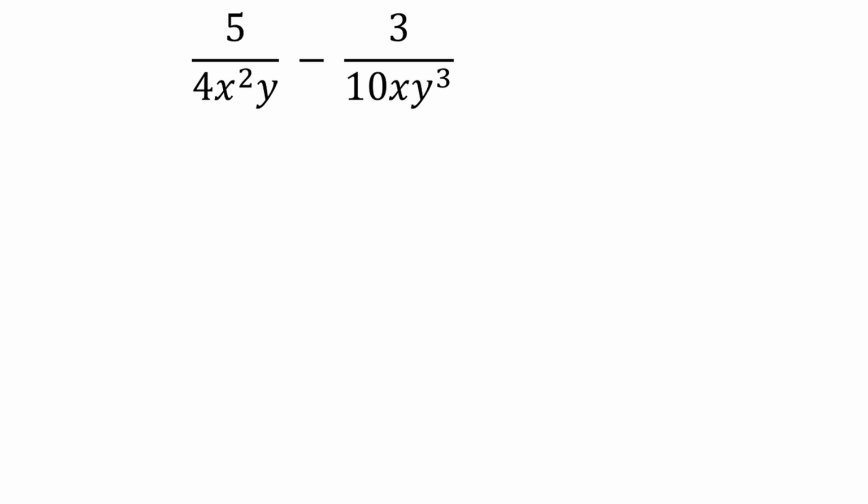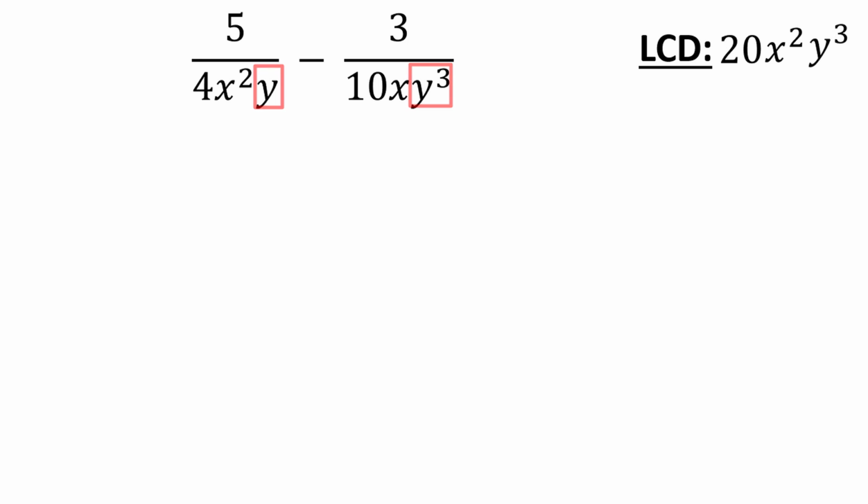Okay, let's check out one last problem that has multiple variables. We have 5 over 4 times x squared y, minus 3 over 10 times x y to the third. Let's think of the least common denominator in pieces. For our constants, hopefully you can verify that the least common denominator of 4 and 10 is 20. For the x's, the least common denominator is the highest power on x that we see in the two terms, which is x squared. For the y's, the least common denominator is the highest power on y that we see in the two terms, which is y to the third.